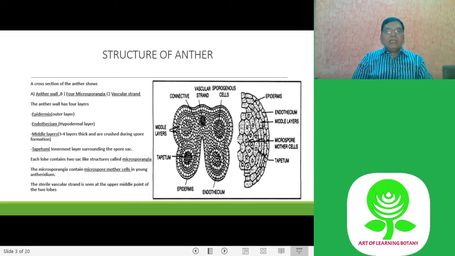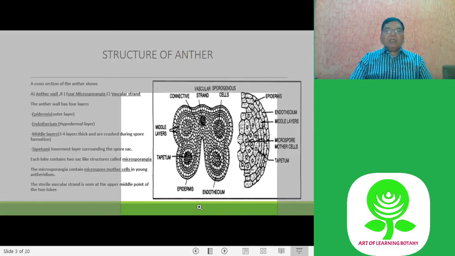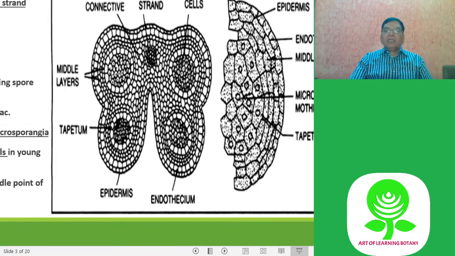The outer one is called the epidermis. Next is the endothelium. Both are single layered, followed by the middle layer, which is 2 or 3 cells thick. Then comes the tapetum. This tapetum encircles each microsporangium, and its cells are more prominent. The tapetum layer is continuous around each microsporangium.